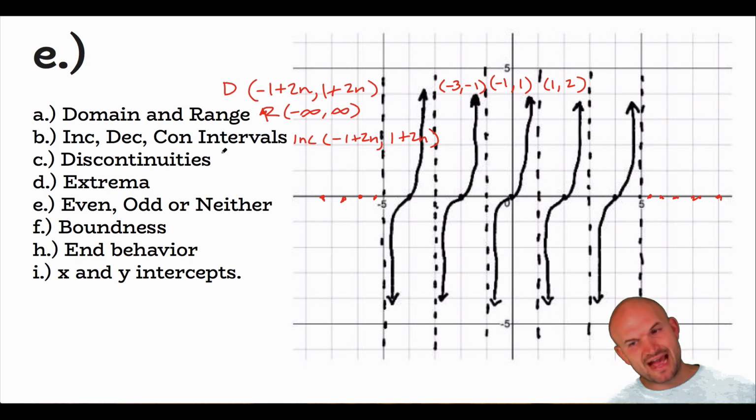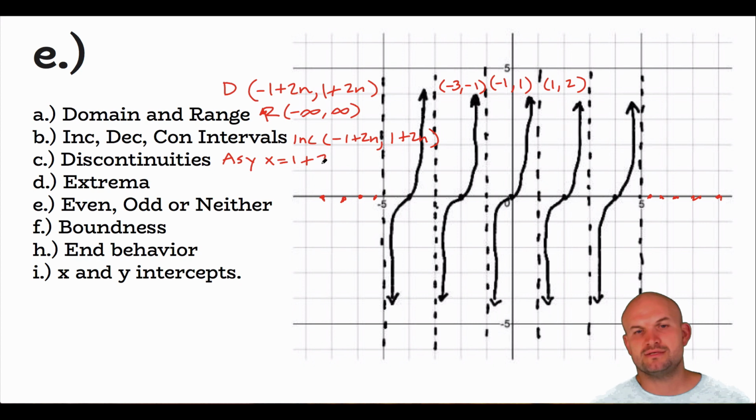Discontinuities, obviously we have asymptotes, and those asymptotes are repeating. So the best way to write this is just to pick an asymptote, and then we know the distance between these asymptotes is going to be 2. So let's just use 1. We'll have the asymptote x equals 1 plus 2n.